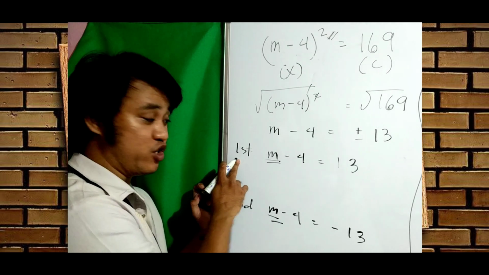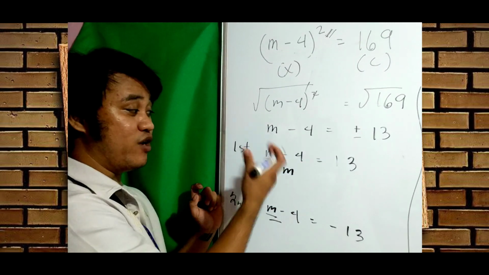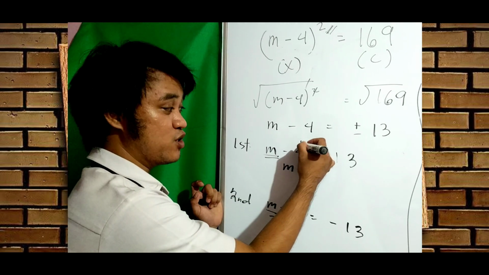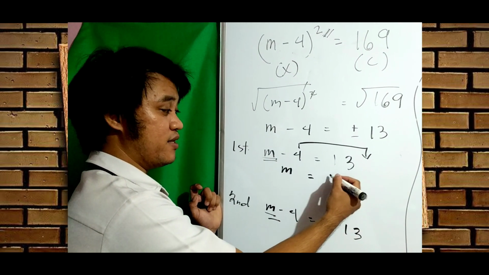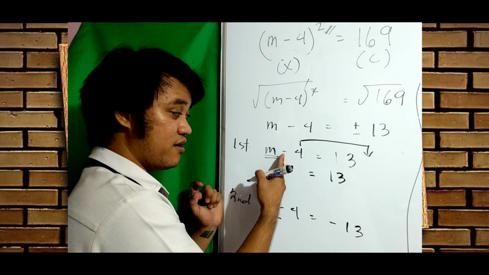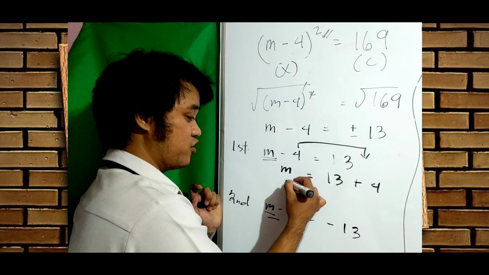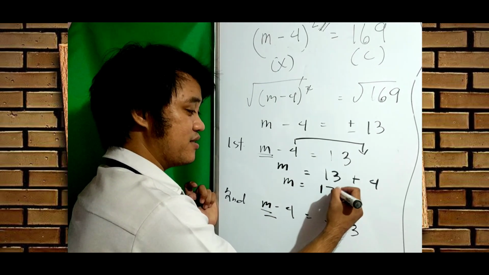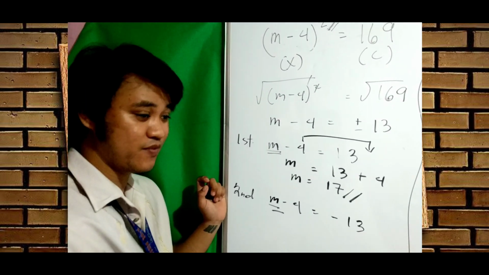So in your first equation, you need to isolate letter m. So we need to transpose now your negative 4. So positive 13 will become now positive 4, so m is equal to 17. This is now your first solution set.